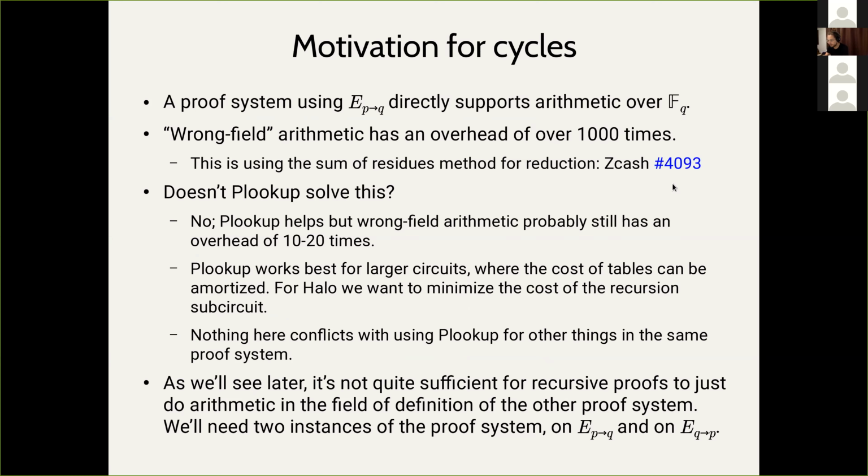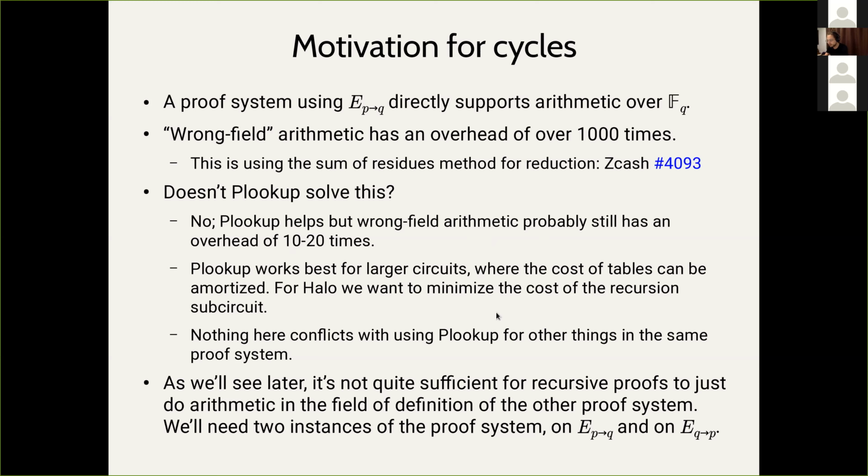So we can use something like Plookup, which is a way of doing tables in Plonk-like proof systems. And that does help a lot. How this works, the sum of residues reduction, is you take each bit in the partial product and you reduce it independently and then add them up. What Plookup allows you to do here is to define tables so you can process more than one bit at once. But the cost of those tables is proportional to the table size, so exponential in the table width, or the number of bits you're processing at once. So you end up still having a very significant overhead because you can't use very large tables.